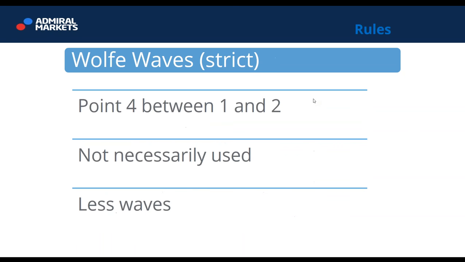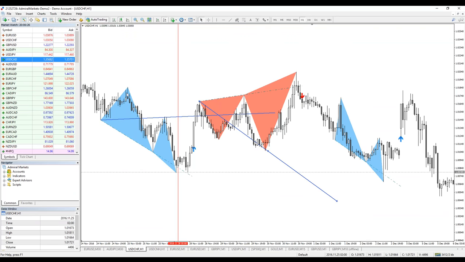And finally, this is what I said. This is strict Wolfe waves. Point 4 between 1 and 2. I don't necessarily use strict Wolfe waves, because if you use point 4 between point 1 and point 2, then we will not have so many signals. For example, 1, 2, 3, you see, 4 is good. So this is also a strict wave.